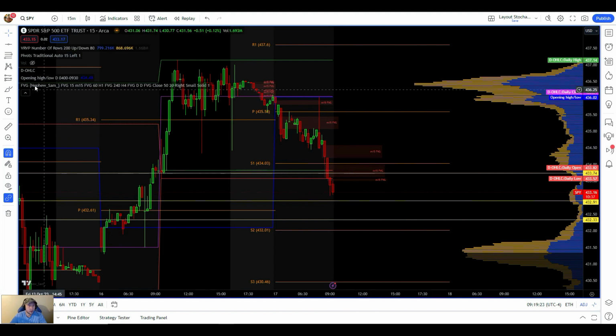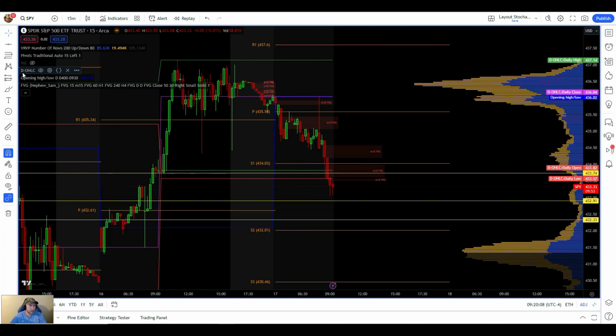I did add this opening high-low indicator right here, which basically just plots the opening from 4 a.m. So this blue line right up here that comes around this 436 level is where the price action opened up at 4 a.m. So this is a good level to know, because oftentimes after the market opens, price will come up and find this level.